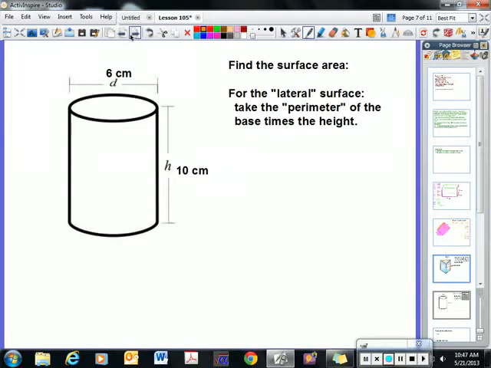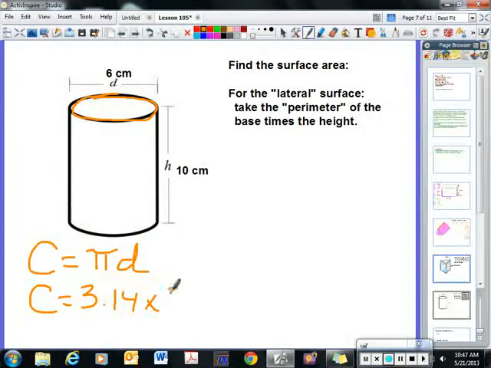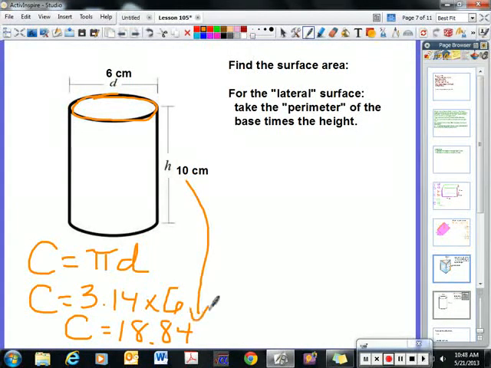A cylinder, the lateral surface would be like the label in a soup can. So if I find the perimeter of the base, well, perimeter of a circle is the circumference. So I've got circumference equals pi times diameter. Let's use 3.14 for pi times 6. That gives me the perimeter being 18.84. Then if I take that times the height of the can, that will give me the soup can label. So 18.84 times 10, of course, is 188.4.